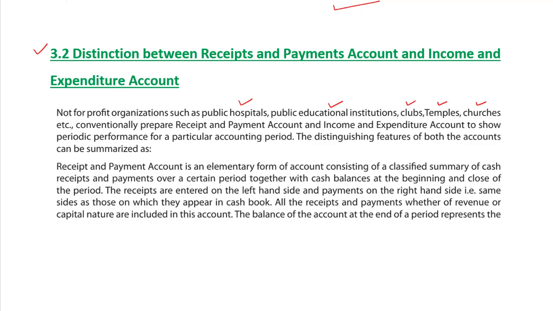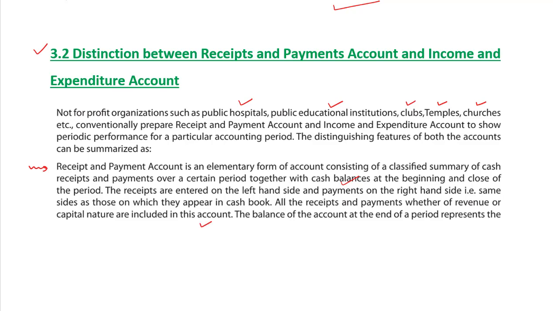The distinguishing features of both the accounts can be summarized as follows. Receipts and payment account is an elementary form of account consisting of a classified summary of such receipts and payments over a certain period, together with cash balances at the beginning and close of the period. The receipts are entered on the left hand side and the payments on the right hand side, that is, the same sides as those on which they appear in the cash book. All the receipts and payments, whether of revenue or capital nature, are included in this account.